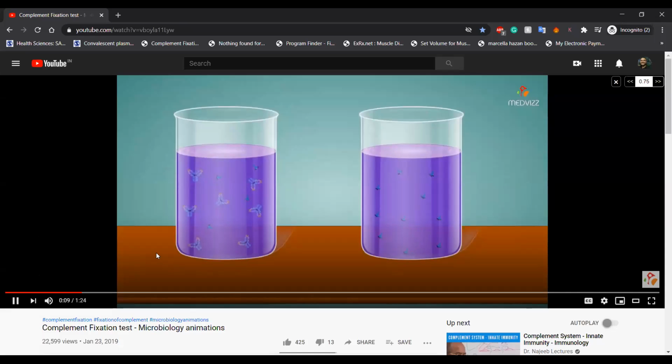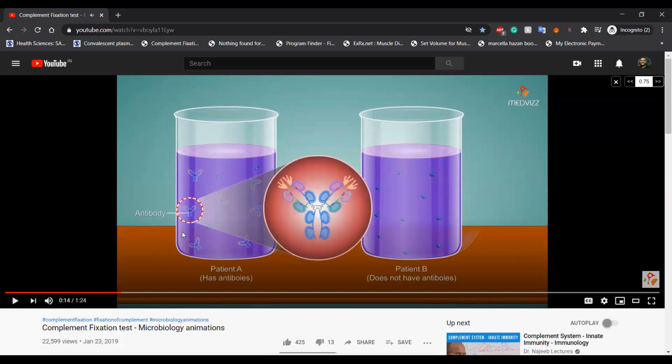देखो, अब आप क्या कर रहे हैं कॉम्प्लीमेंट फिक्सेशन में. See, you take two measuring glasses, and in that what you do is you add a little bit of solution, and in one of them, so there are two patients, ठीक है. सो पेशेंट ए एंड पेशेंट बी है. एक पेशेंट में एंटीबॉडीज है, ठीक है, पेशेंट बी में एंटीबॉडीज नहीं है. Okay, the first patient A has antibodies, patient B does not have any antibodies in them.